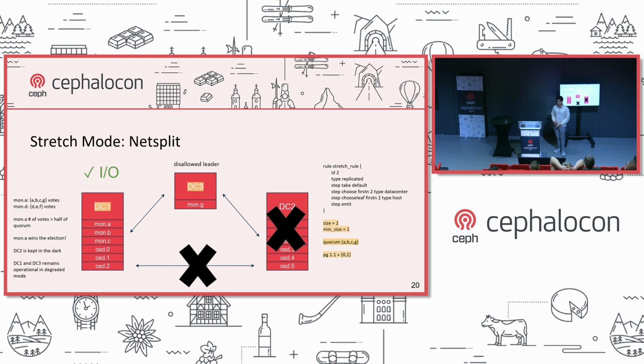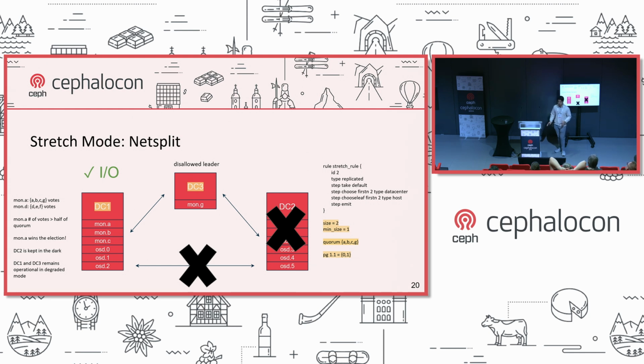So what happens to DC2 then? The quorum is changed. On the right-hand side, you would see that the quorum is now monitor A, B, C, and G. So basically, in stretch mode, you pick one side of the cluster to survive, and you keep the other side of the cluster, which loses the election, in the dark.